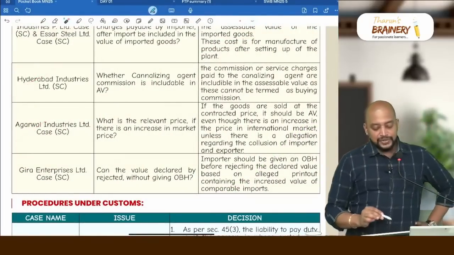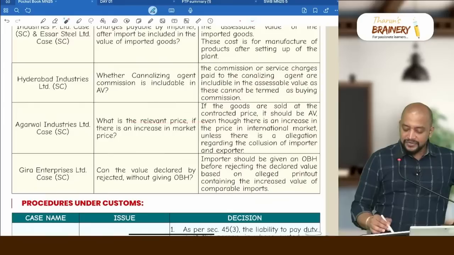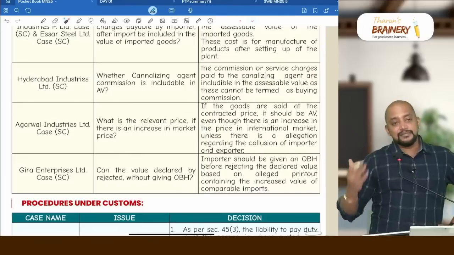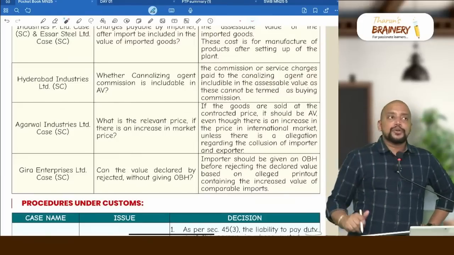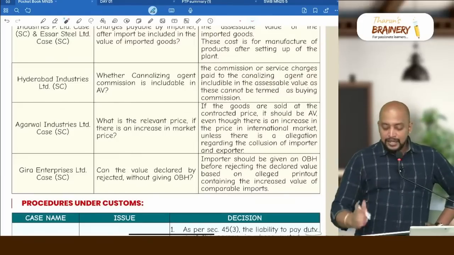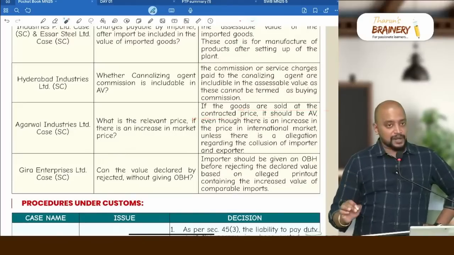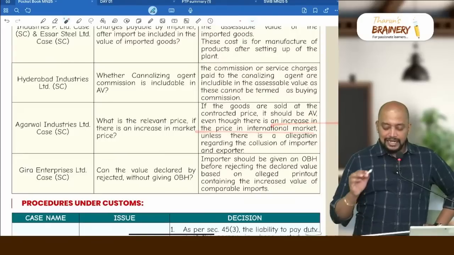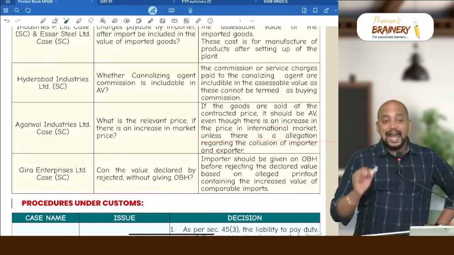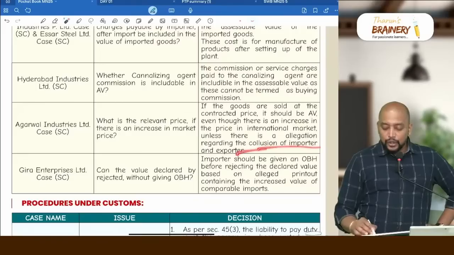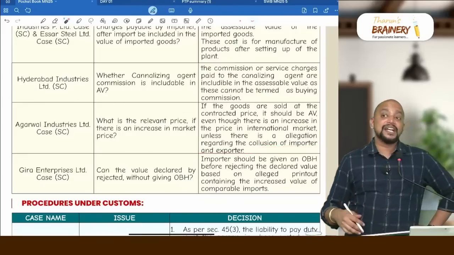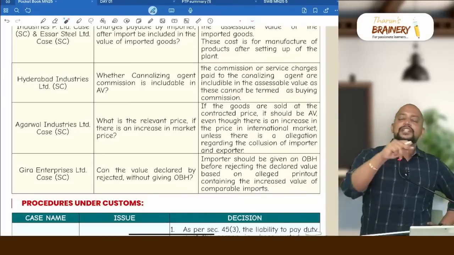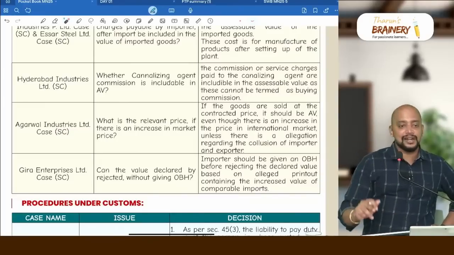Then the Agarwal Industries case: what is the relevant price if there is an increase in market price? See, if there is an increase in market price, let that be, but what does the importer pay? The contracted price. So if the goods are sold at a contracted price, it should be the assessable value, even though there is an increase in the price in the international market, unless there is an allegation regarding collusion of importer and exporter, when price is not the sole consideration, and if the customs officer proves that the price is not the sole consideration, then only they can reject it.